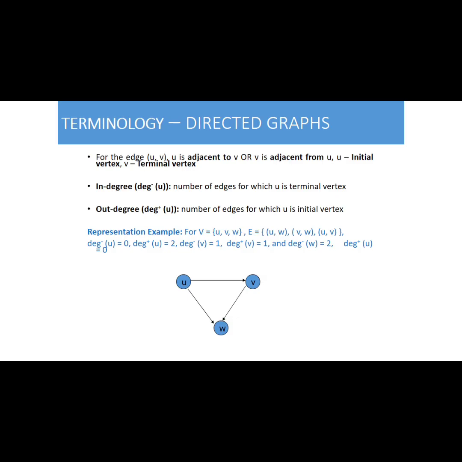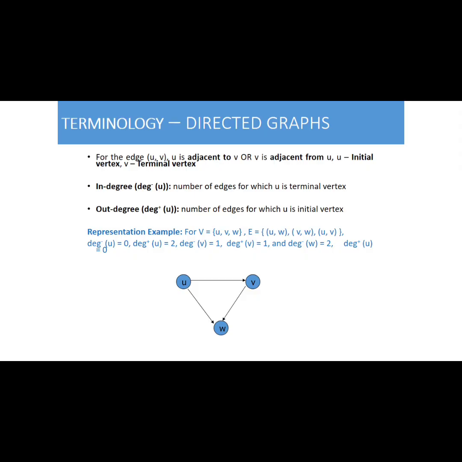Let us see the terminology of a directed graph. For the edge (U, V), U is adjacent to V, or V is adjacent from U. U is the initial vertex and V is the terminal vertex. In this, we have in-degree and out-degree. In-degree means the number of edges for which a particular point is the terminal vertex. It is denoted by degree minus of U. Out-degree is denoted by degree plus of U, the number of edges for which U is the initial vertex. Terminal vertex means the point has the minus degree.